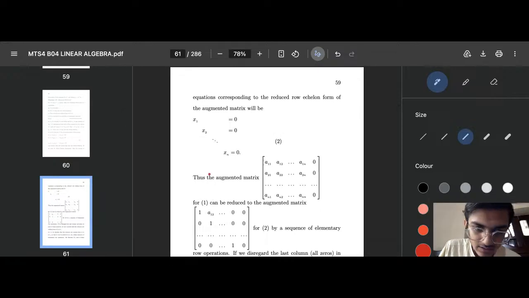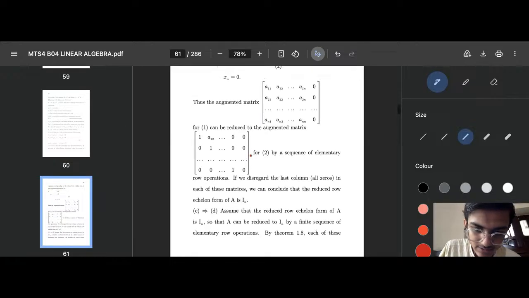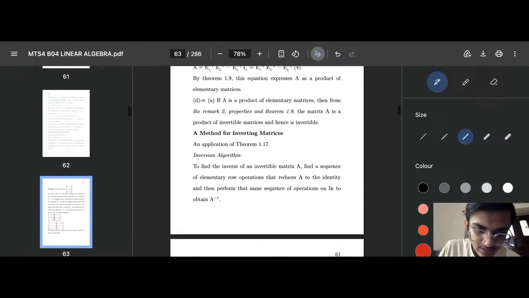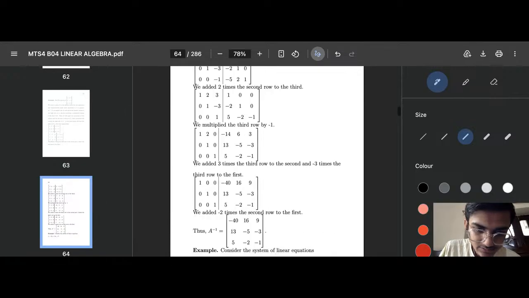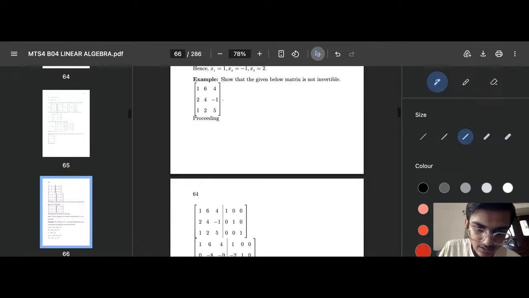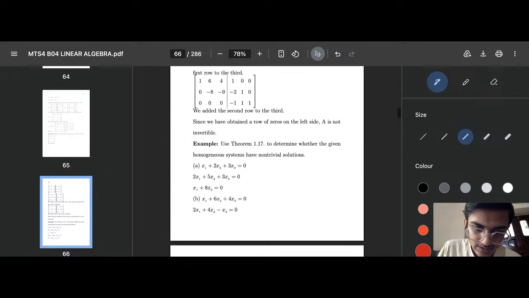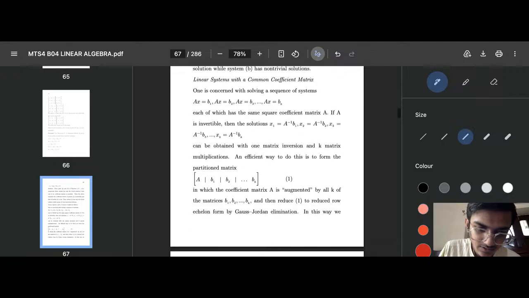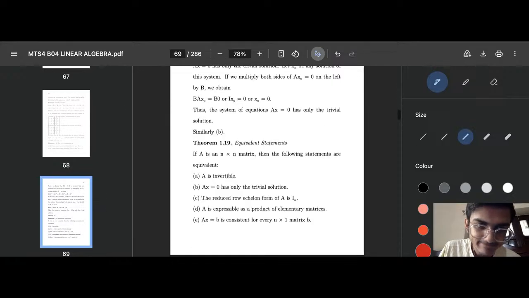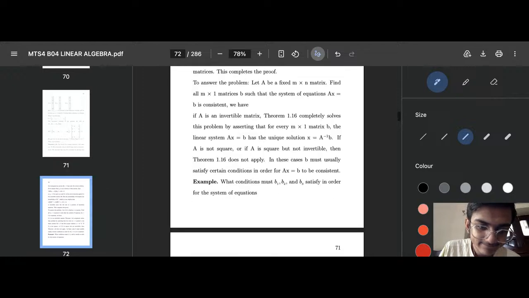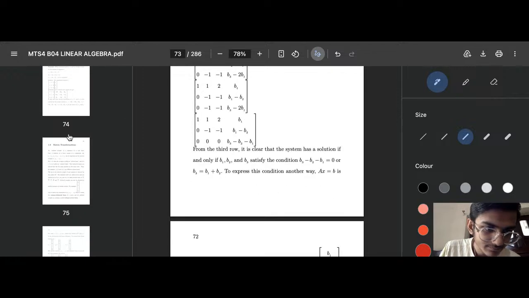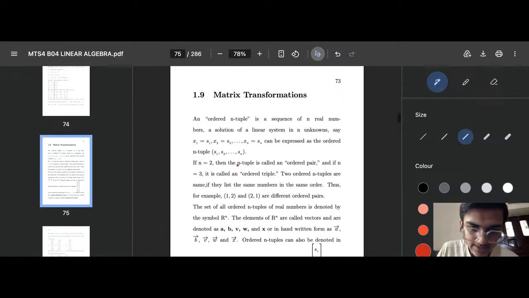This is the way we discussed the augmented matrix. This we have already discussed. These are again the problems which we discussed already. Invertibility and all, trivial, non-trivial, this we discussed. Augmented also we discussed. Here it also has matrix transformation.